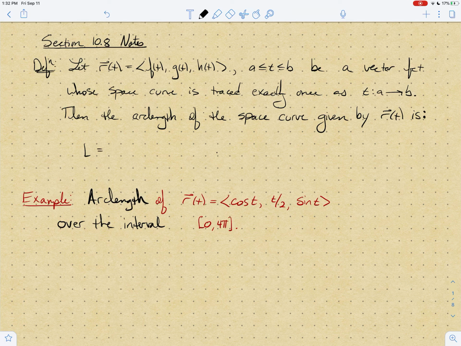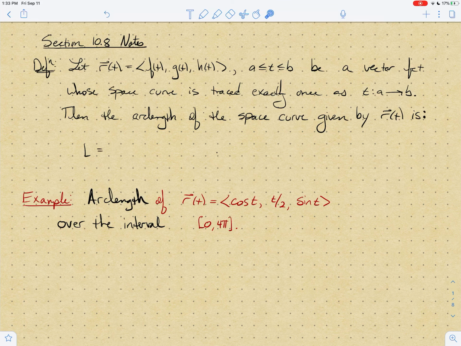All right, so we are going to start 10.8, and I want to look at the arc length of these space curves. So we're talking about vector functions, functions that look like this, and we're going to limit ourselves to vector functions that trace out their space curve exactly once as t goes from a to b.